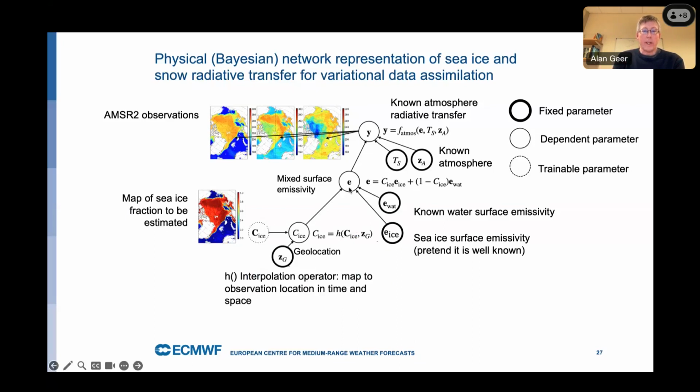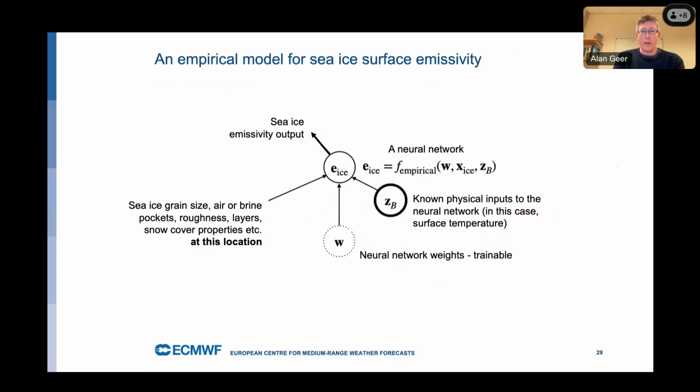So instead of trying to train at the observation location, we're going to try and build up maps. So we've gone from a retrieval problem to now a data assimilation problem where we're trying to build up maps of the sea ice. That's what these circles here are indicating, essentially an interpolation operator going from a map to the sea ice at the observation location. And then, since the sea ice emissivity is not well known, we need an empirical model in this work to tell us what that sea ice surface emissivity is in order to be able to assimilate those observations and infer the sea ice concentration.